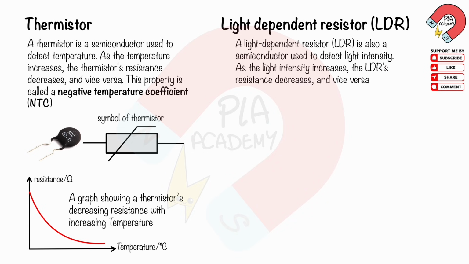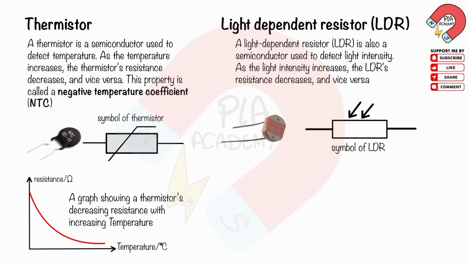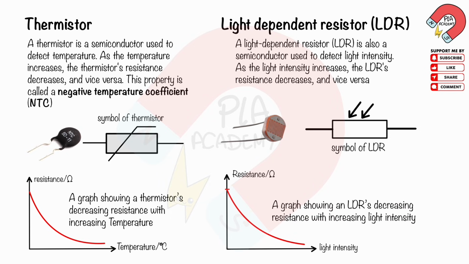A light-dependent resistor, LDR, is also a semiconductor used to detect light intensity. As the light intensity increases, the LDR's resistance decreases, and vice versa. This is a real LDR. This is a symbol of LDR. The graph shows the LDR's resistance plotted against light intensity. A graph showing an LDR's decreasing resistance with increasing light intensity.